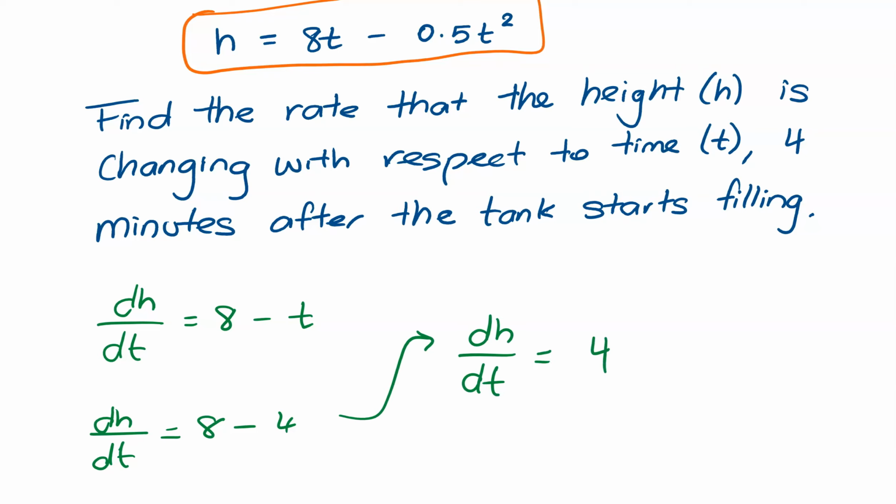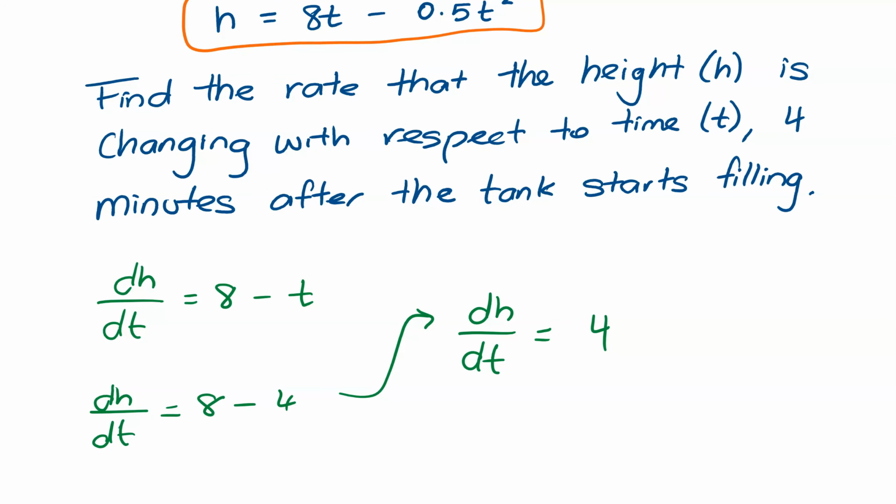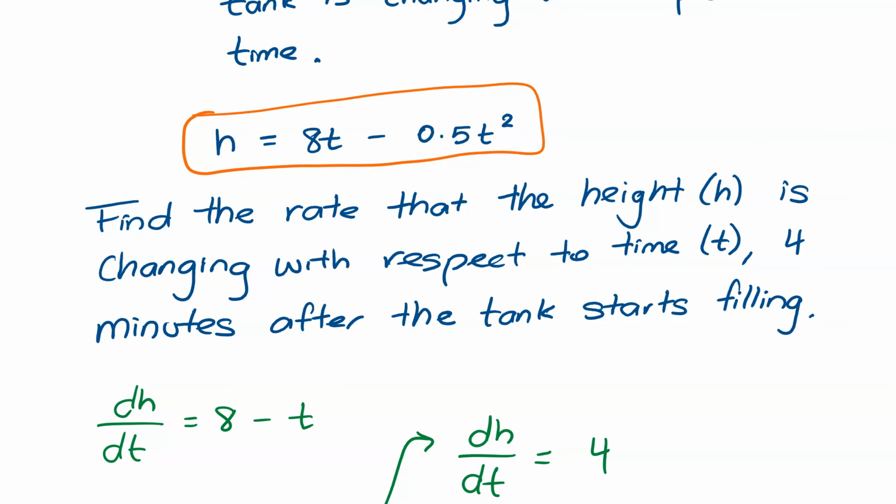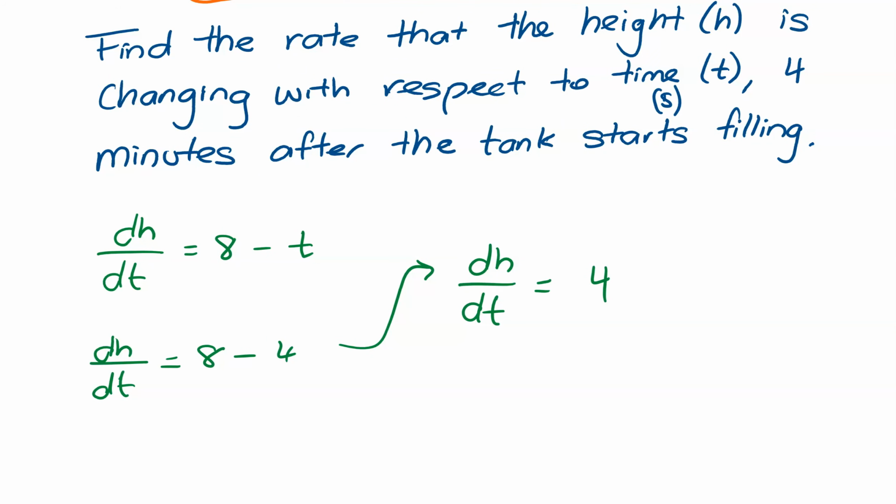Now we have to write the unit. I didn't put any units over here, so let's just say h was in centimeters and time was in seconds. Then our units would be centimeters per second. So 4 centimeters per second. That is the rate of change. So it's increasing at a rate of 4 centimeters per second after 4 minutes.